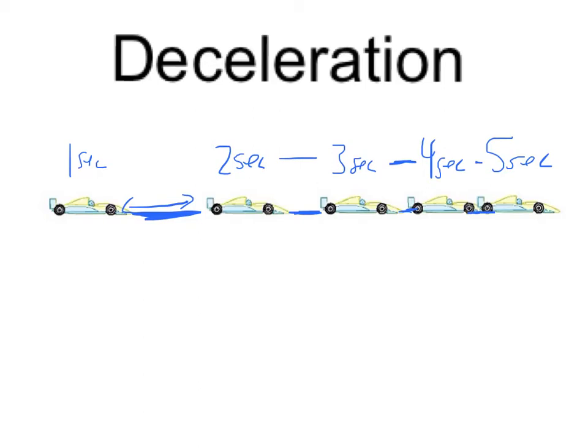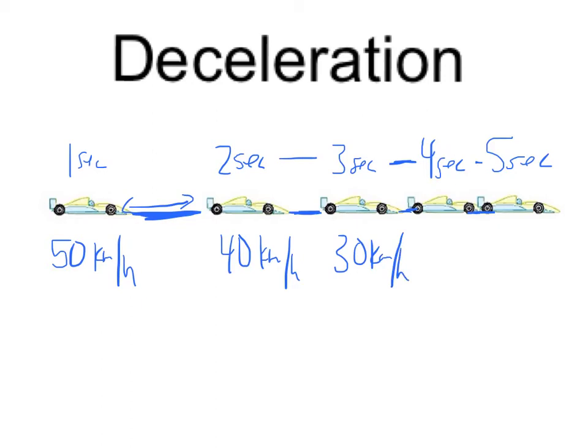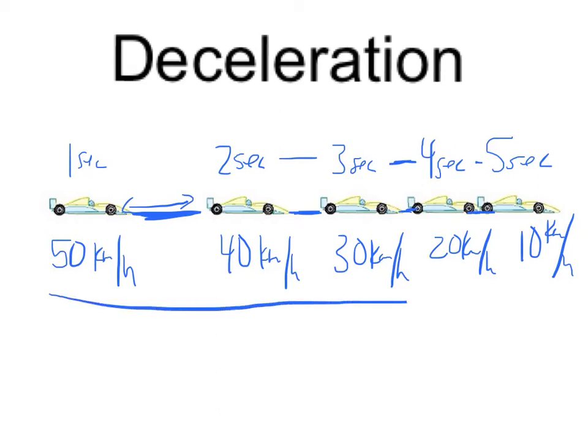Here, let me make up some numbers. Let's say here it was going 50 kilometers per hour, and then let's say here it was going 40 kilometers per hour, and here it was going 30 kilometers per hour. What would be next? 20 kilometers per hour, and then here it's going only 10 kilometers per hour. So this is its velocity, and these are the times. See if you can figure out the car's deceleration, the actual rate.